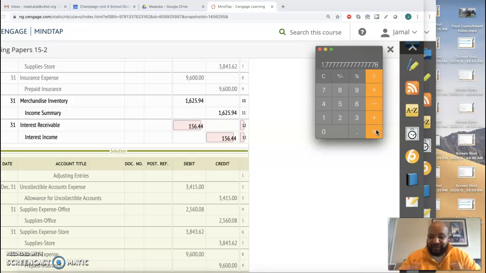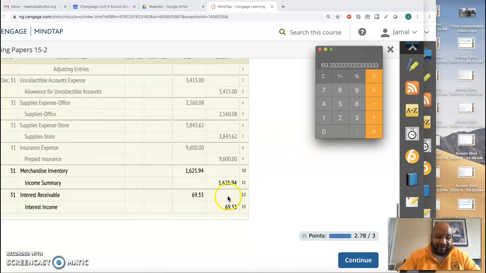But wait a minute, we didn't have the entire year. We had from November 22nd to December 31st. November 22nd to the end of November, that's 8 days. December 1st to December 31st, that's 31 days. So a total of 39 days. If you multiply that times 39 days, you get $69.33. What does it say down here? $69.33. Again, my mistake, but that's what we do with the growth mindset. We make our mistakes and we move on.